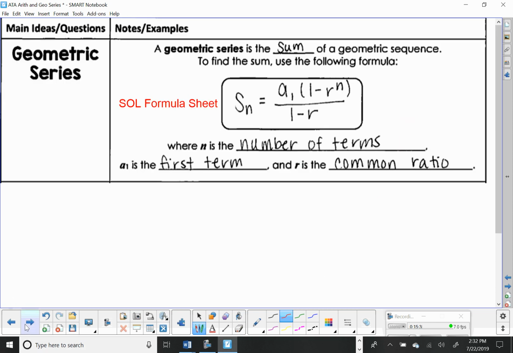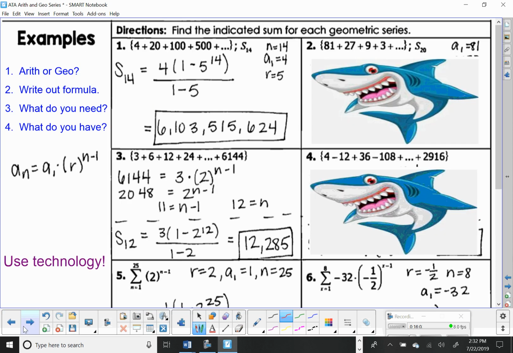Now, geometric series, same thing. You get the formula sheet. A geometric series is the sum of a geometric sequence. To find the sum, use the following formula, where S sub n is equal to a sub 1 times the quantity 1 minus r to the n, all over 1 minus r, where n is the number of terms. A sub 1 is the first term, and r is the common ratio. Now, without further ado, let's look at these.